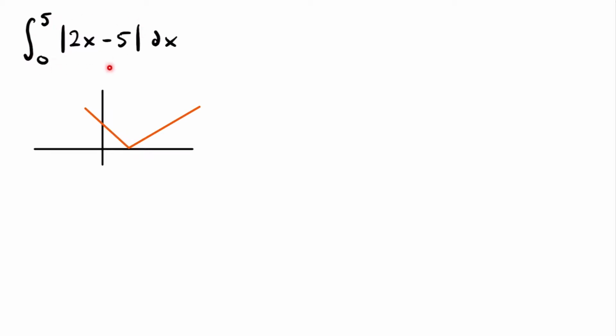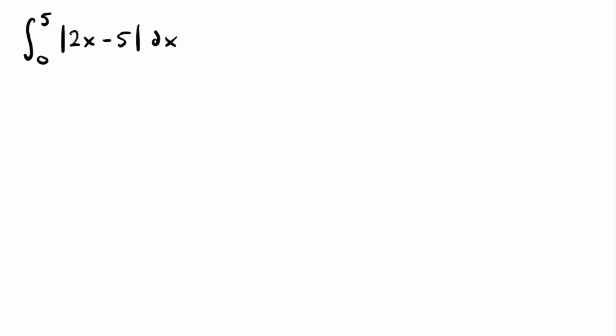And so we can solve this definite integral, which is calculating the area underneath this function from 0 to 5, by calculating the area under the negative side of the function from 0 to the vertex, and then calculating the area under the positive side of the function from the vertex to 5, which is the upper bound of the definite integral. All we have to do is determine what x value the vertex is located at. In order to determine that, we just have to set the function inside the absolute value bars equal to 0 and solve for x.